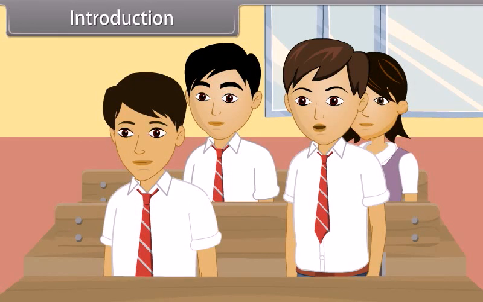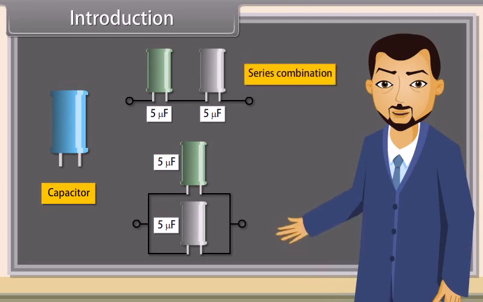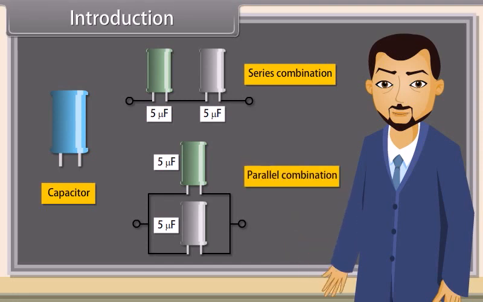Sir, how does the value of equivalent capacitance change by making changes in their combination? Good question, Ajay. Let me tell you. In series combination, the reciprocal of the equivalent capacitance is equal to the sum of the reciprocals of the individual capacitances. However, in parallel combination, the equivalent capacitance is equal to the sum of the individual capacitances.